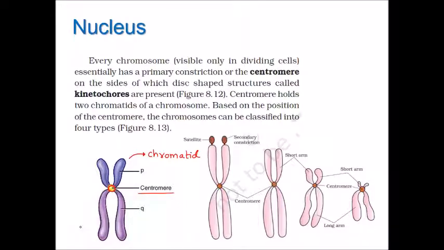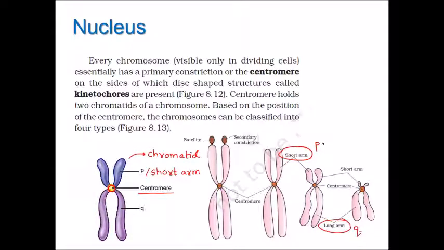So let's see what is P and Q. P is the short arm of the chromosome. Some chromosomes, you can see here, have a short arm and a long arm. The short arm is called the P arm and the long arm is called the Q arm.